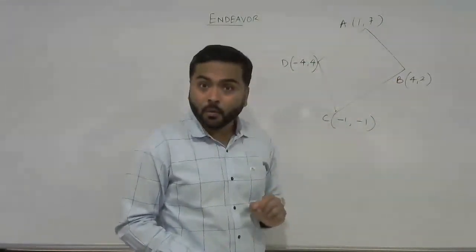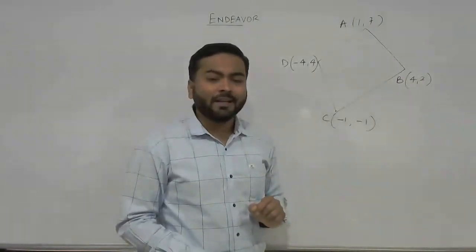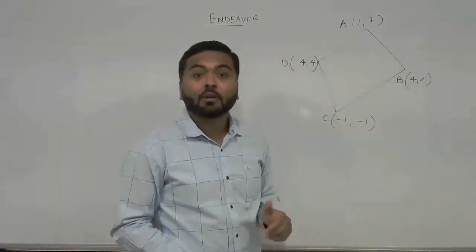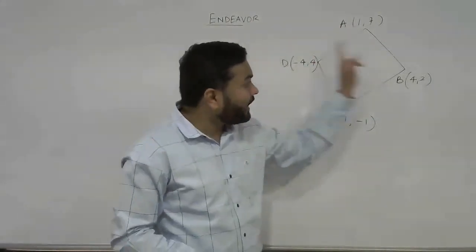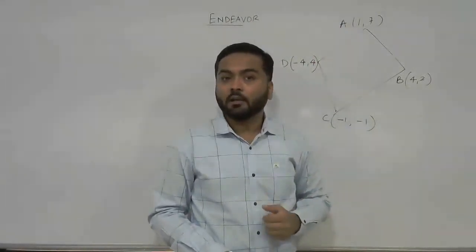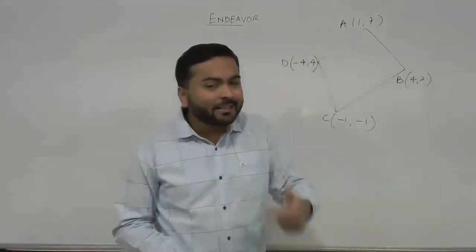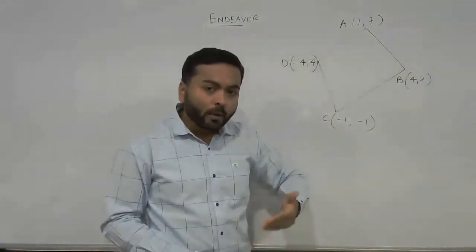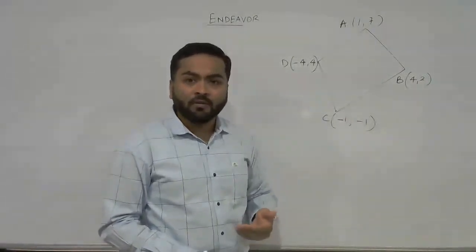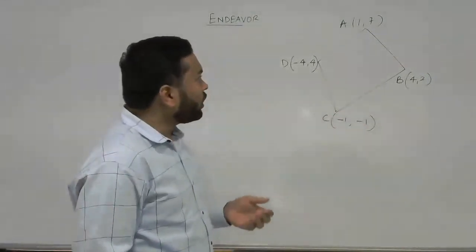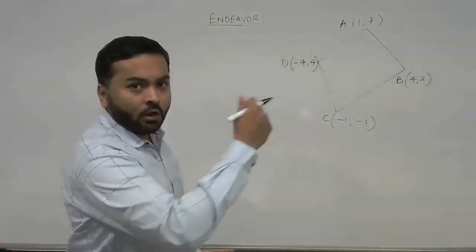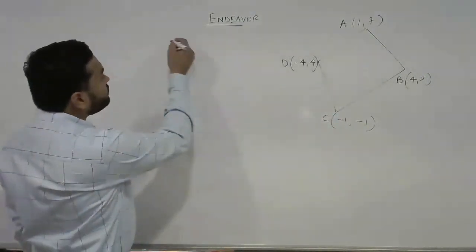If AB is equal to AD, and BC is equal to CD, which means the two adjacent sides are equal, then it would be a kite, provided the diagonals are intersecting at 90 degrees. Probably we'll do this when we do the angles between two lines. But as of now, what we can do is just try and find out what the lengths are here.